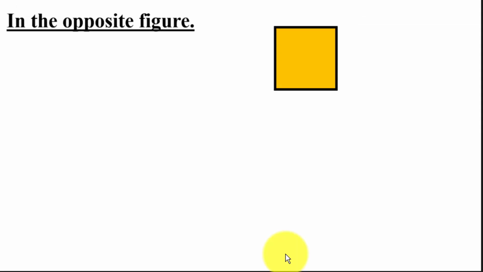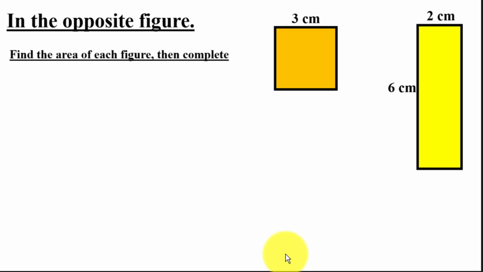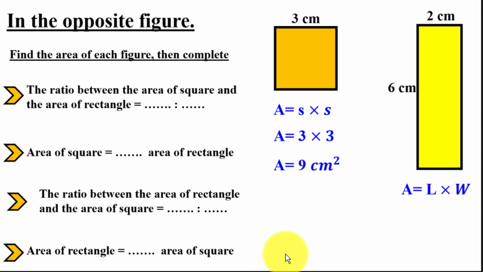In the opposite figure, we have a square with side length 3 cm and a rectangle with dimensions 6 and 2 cm. Find the area of each figure, then complete. To find the area of the square equals what? Yes, we studied before. It's a side length times itself. It will be 3 times 3 equals 9 square centimeter. The area of the rectangle will be length times width. It will be 6 times 2 equals 12 square centimeter.